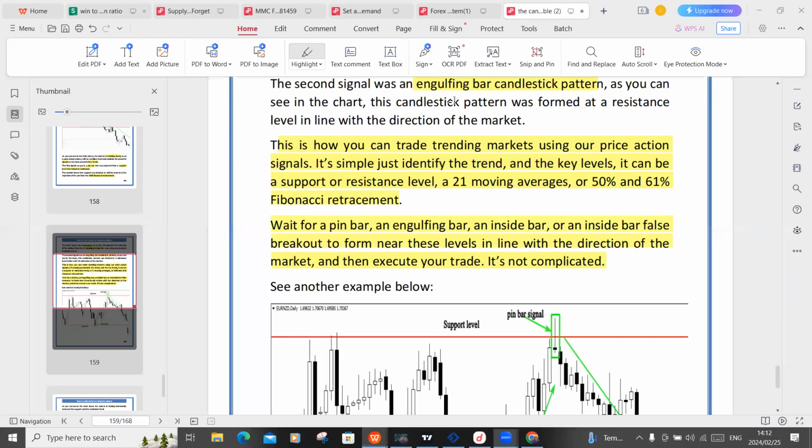It is not complicated. So how many candles are we looking for? Pin bar.